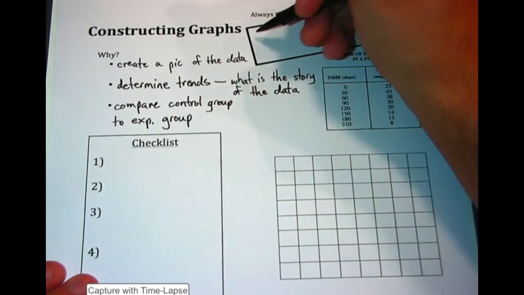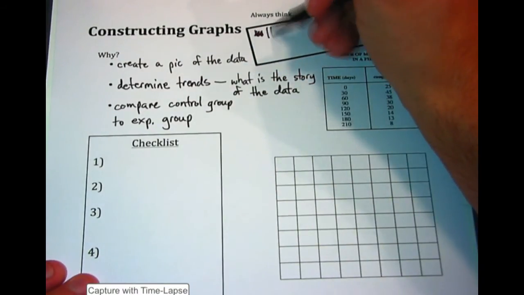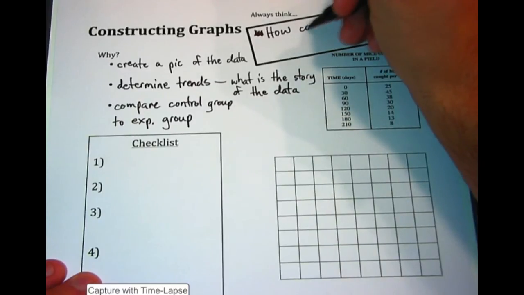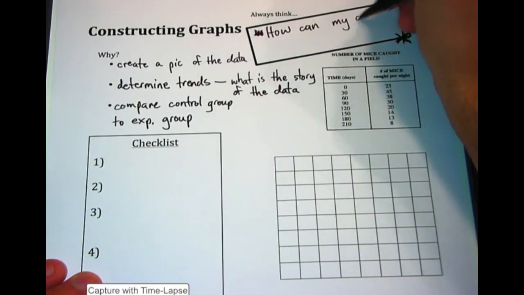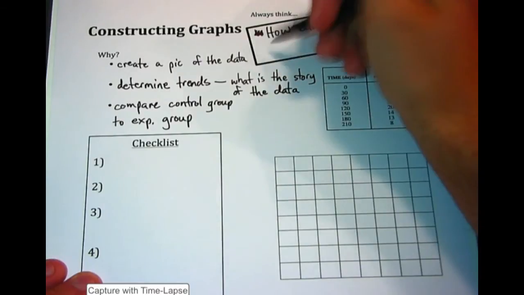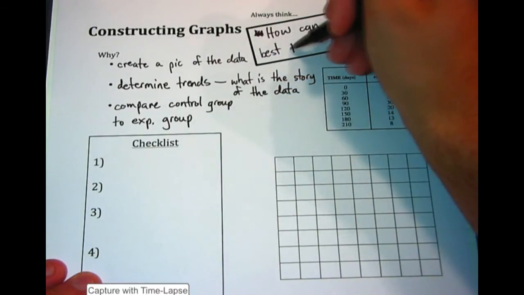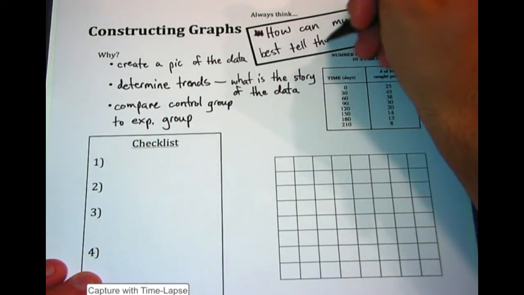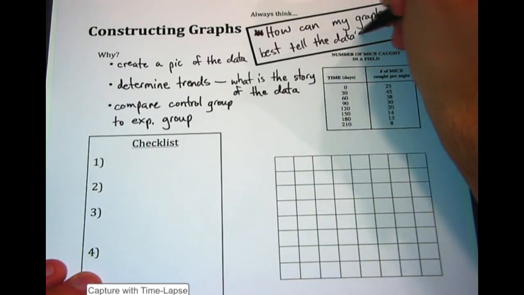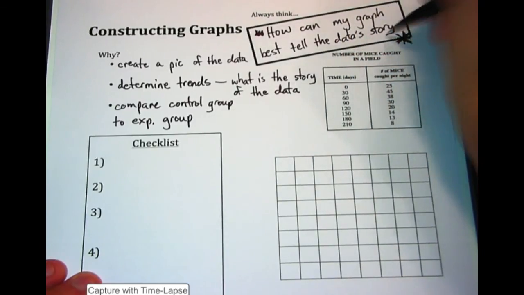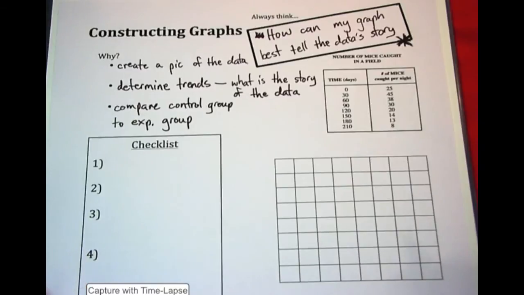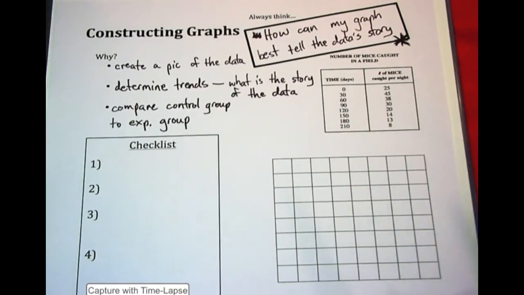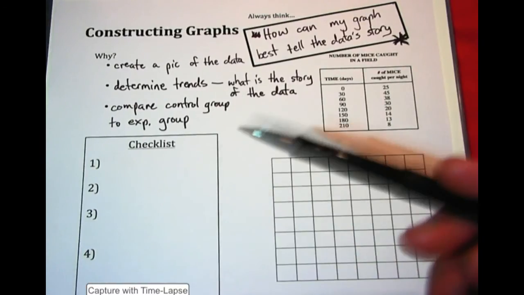You should be thinking, how can my graph best tell the data's story? The reason we're making a graph is to make sense of this data, and we want to do that in the best way possible. So we have a checklist of a couple things to keep in mind.